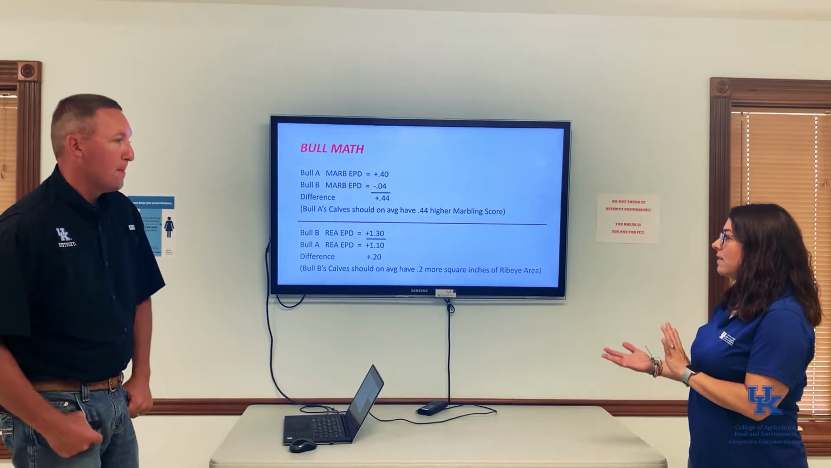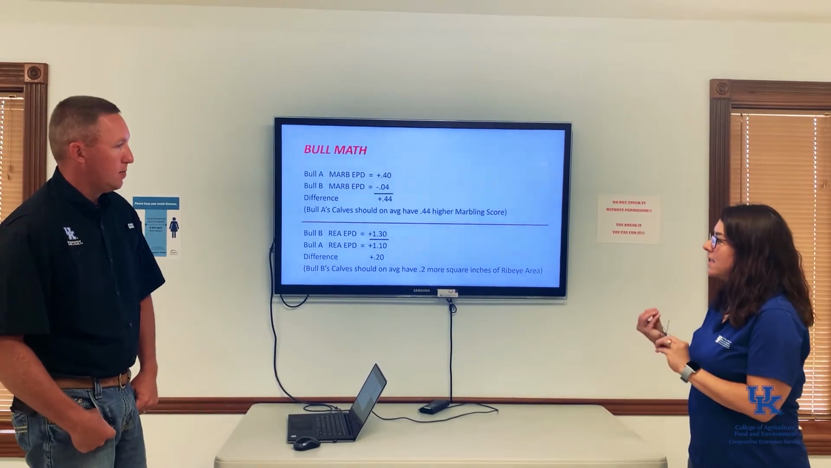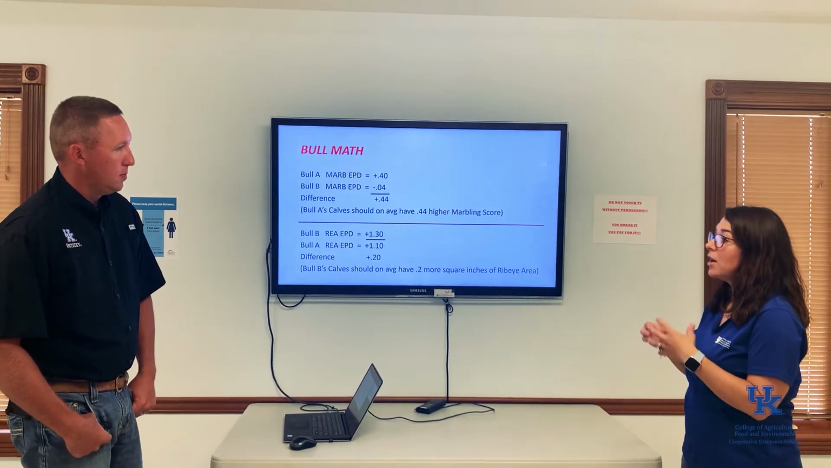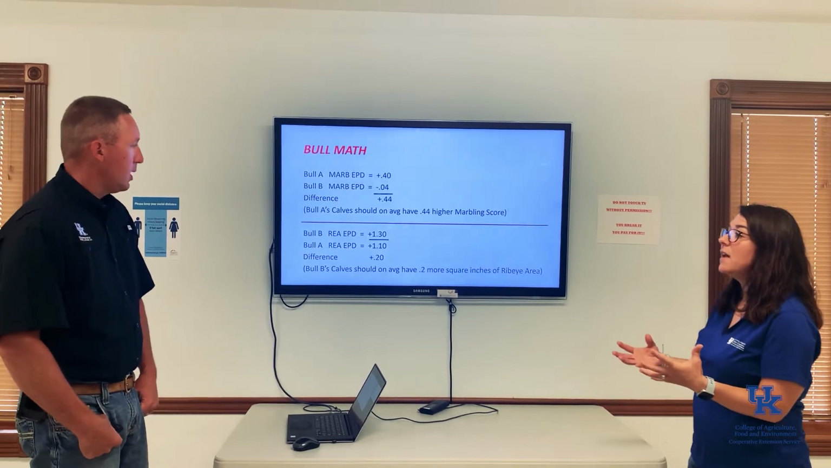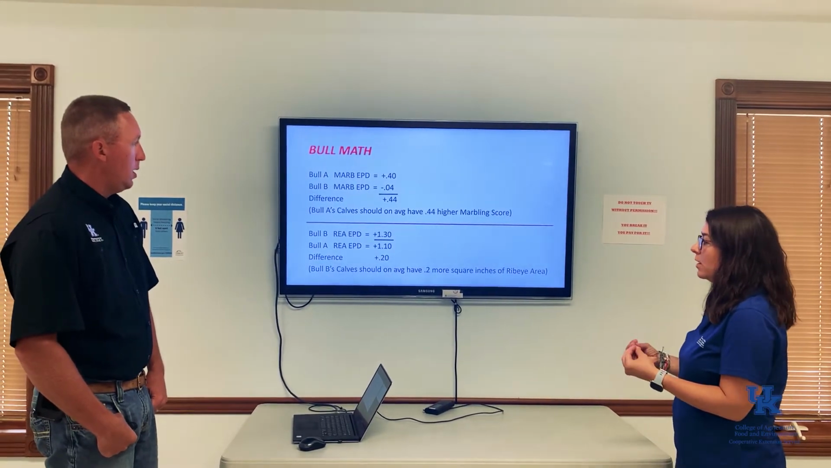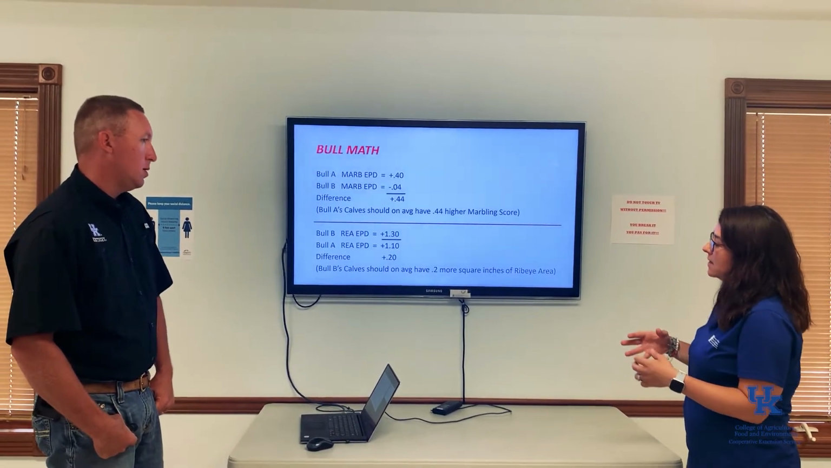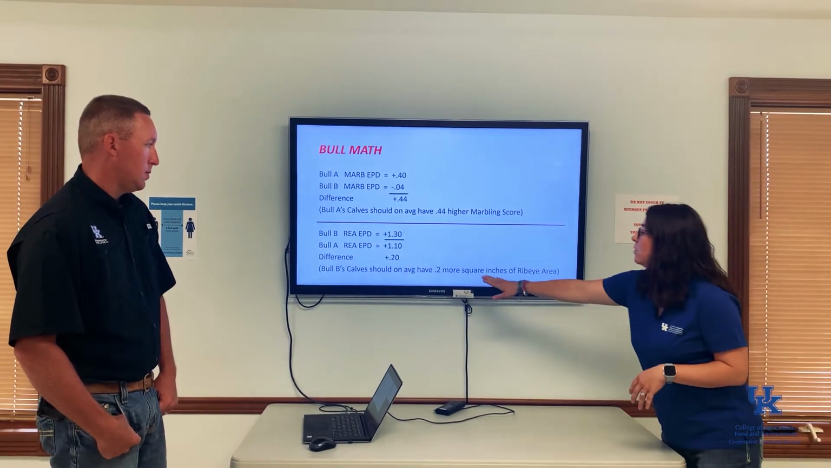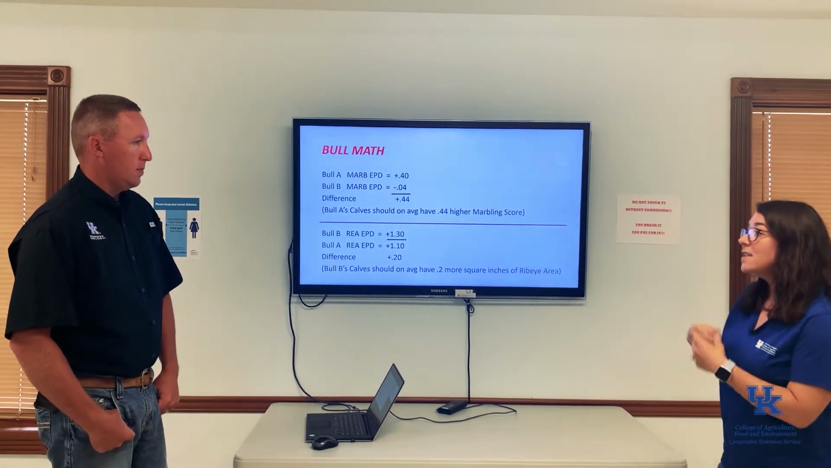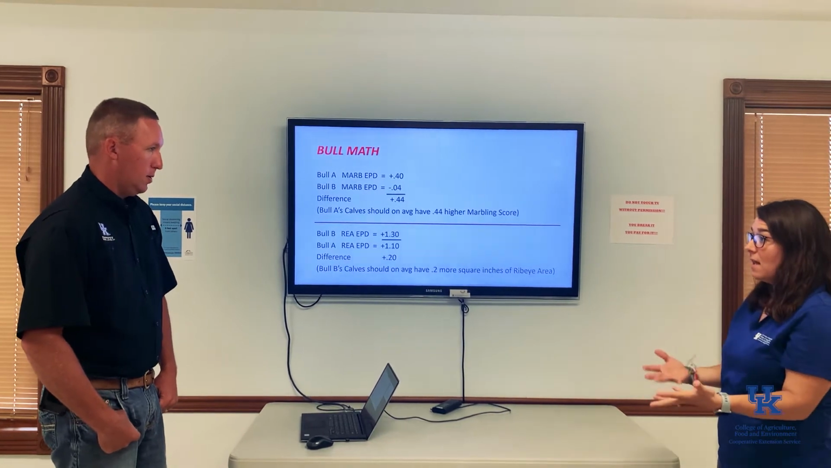And so when you look at that, they're decimals and they look like small numbers, but really in the grand scheme of things, they're pretty significant when you look at it down the road and when you're looking at your EPDs. And especially when you've got 0.2 more square inches of ribeye area, that's cost for the producer. That's more money in that producer's pocket.